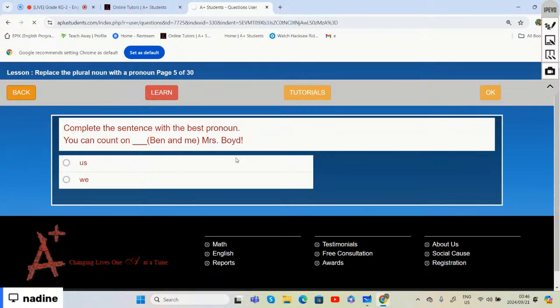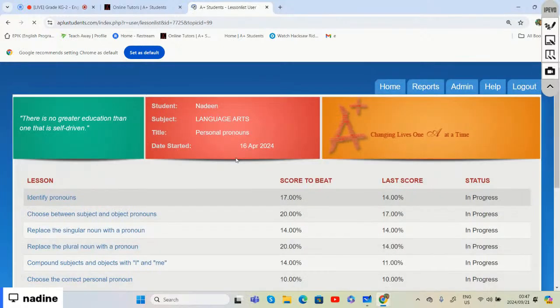All right, so this is now the end of our lesson on personal pronouns. We said a pronoun takes the place of a noun, and we get singular pronouns and plural pronouns, right? So we now have to replace a singular noun with a singular pronoun, as well as a plural noun with a plural pronoun, right?